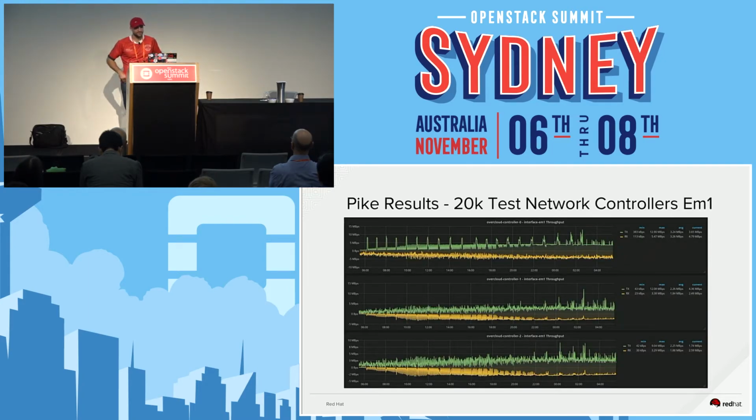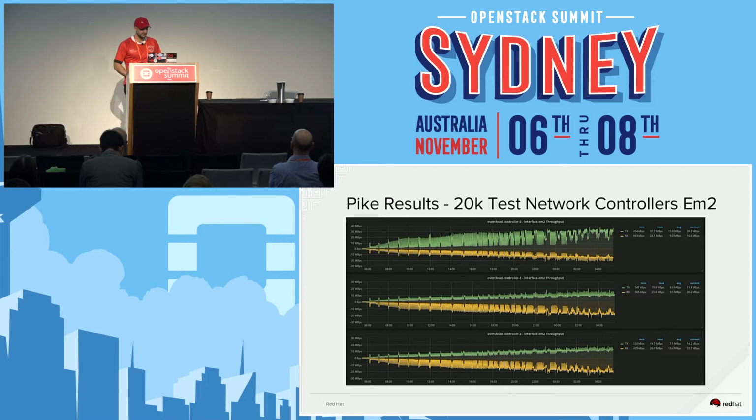So also wanted to point out that the network was not a bottleneck here. We can see that on the EM1 interfaces on the controllers. This was hosting the storage and storage management networks. There was not a network bottleneck there. And EM2, which is doing the internal API and the tenant network, you could also see that there is not a bottleneck.